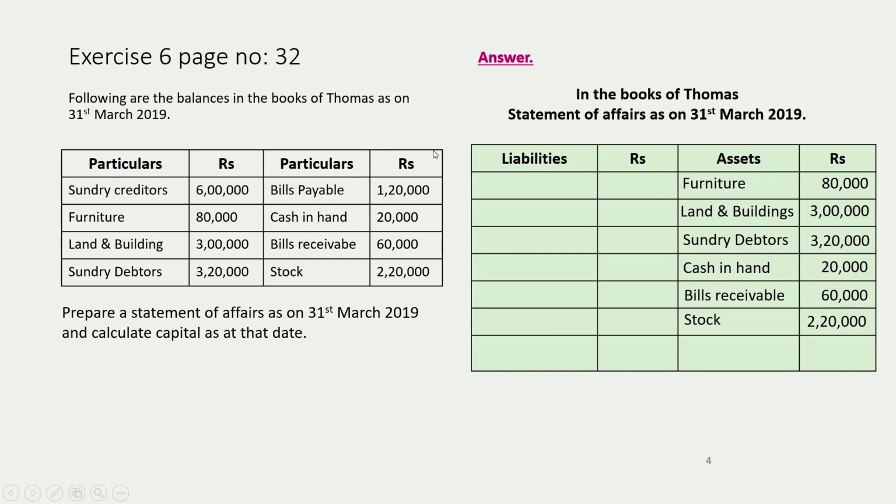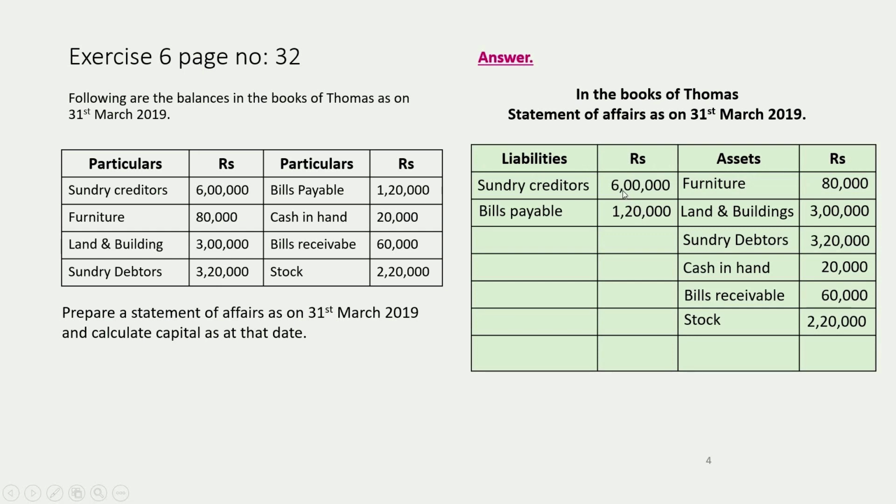Now what is pending? We have to write the liabilities. Sundry creditors 6 lakhs. It is a liability. We will write on the liability side sundry creditors, 6 lakhs. Then what do we have to write? Bills payable 1,20,000. Bills payable, it is a liability. So we will write in the liability column bills payable, 1,20,000. See, we have written all the assets and all the liabilities. Now we have to balance it.